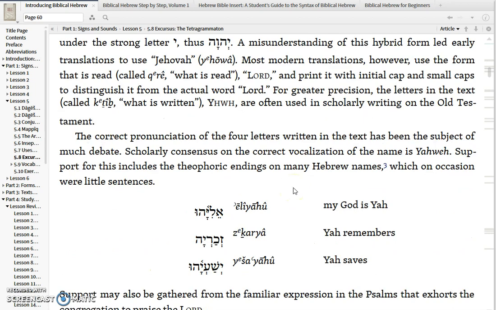Now, the correct pronunciation of the four letters Yod He Vav He, or the Tetragrammaton, has been the subject of considerable debate, but the scholarly consensus is that the correct pronunciation is Yahweh, or perhaps with a hataf segol, Yahweh. And support for this is found in proper names that have the divine name in them, like Elijah, Eliyahu. Here you get Yah, and then a shortened form of Yahweh, Yahu. And then Zechariah is Zachariah, again a short form of Yahweh at the end.